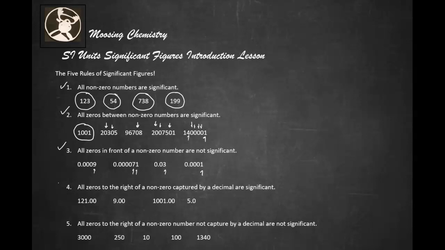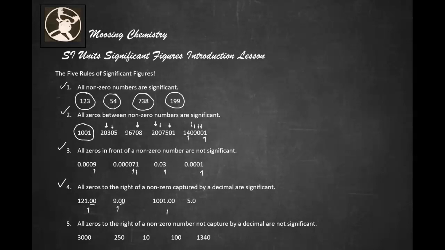Okay, let's look at rule number 4. All zeros to the right of a non-zero captured by a decimal are significant. So here's the decimal, right? These zeros right here are captured by that decimal, so it counts. And this number, here's the decimal again, and these zeros are captured by that decimal, so they count.